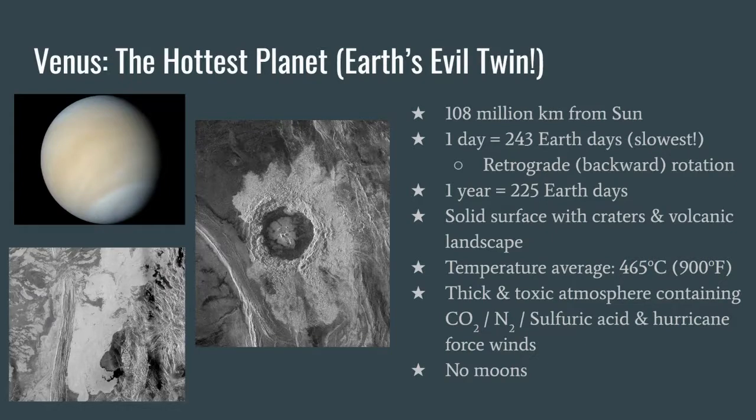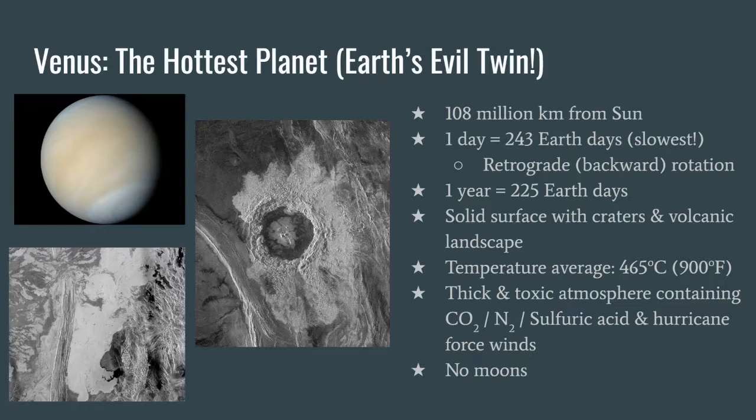So for one day for it to rotate on its own axis, it takes 243 Earth days. And the thing about Venus is that it is in retrograde, so it actually rotates backwards. 1 year on Venus is equal to 225 Earth days. So if you take a look at those two numbers there, you kind of see that it takes longer for one actual day than it does for an entire revolution around the sun, which is 225 days.